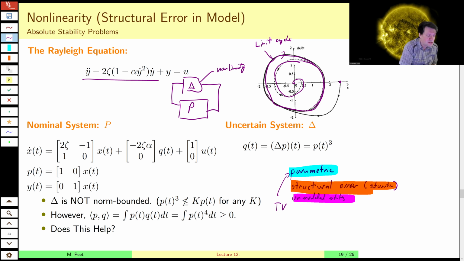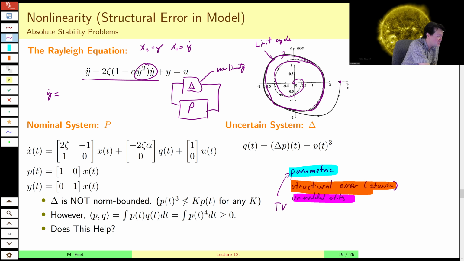This example here is a slightly different approach, where we've got our nonlinear system, and there's only one term which is nonlinear, which is this one right here. So what we're going to do in this example is take that whole nonlinear term and put it in the uncertainty block. So how do we do that? Well, we make x2 equal y, and then x1 equals y dot, and so we've got y double dot.